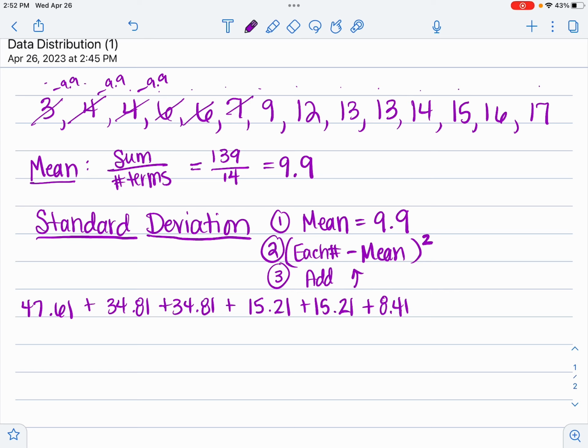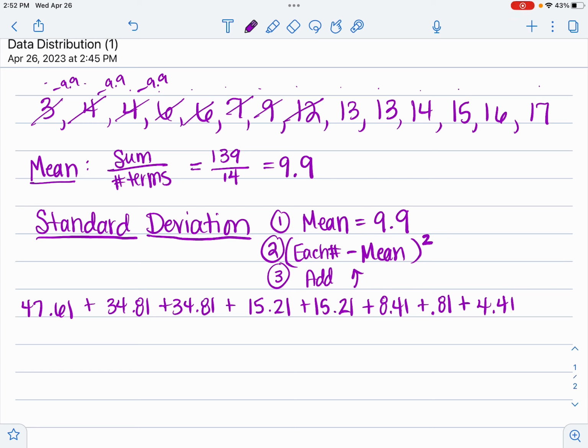Okay, so I only had 1 7. So 9 minus 9.9. Squaring that, I get 0.81. So I did that one. Then 12 minus 9.9. Square that. Get 4.41.